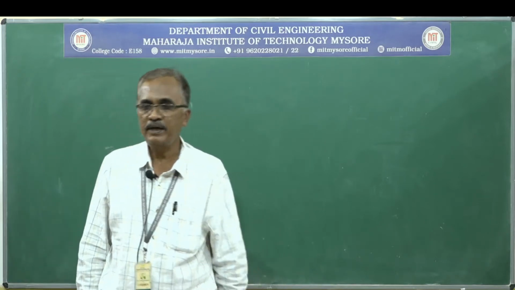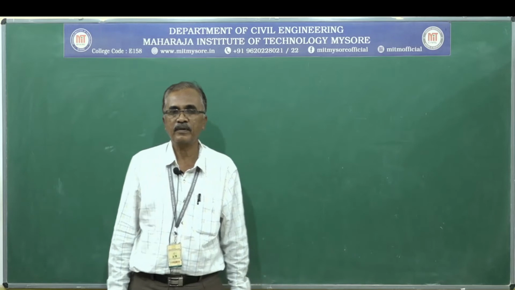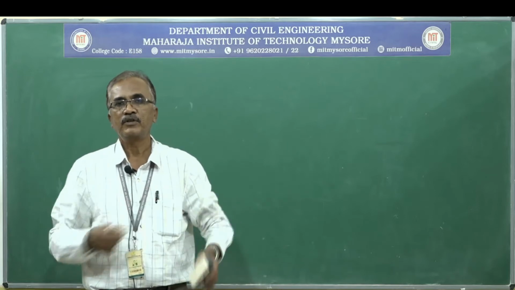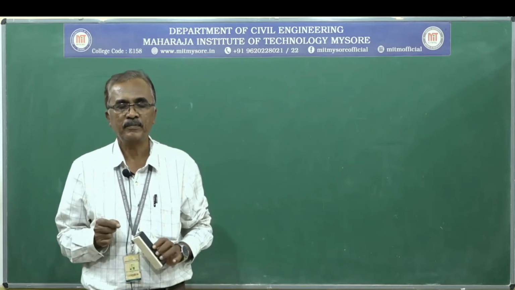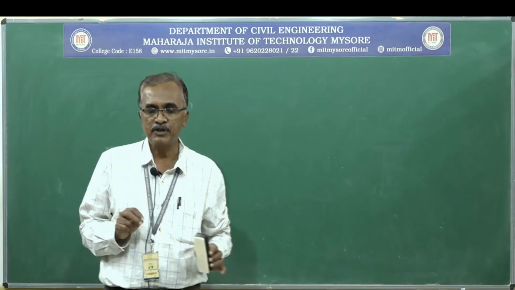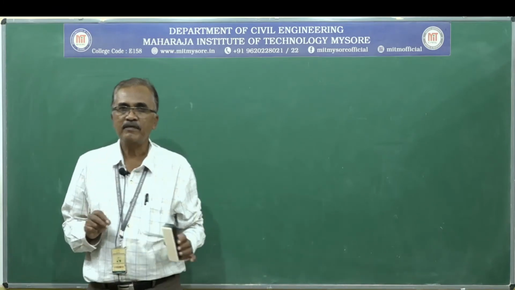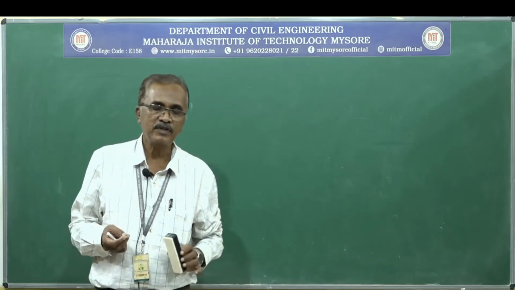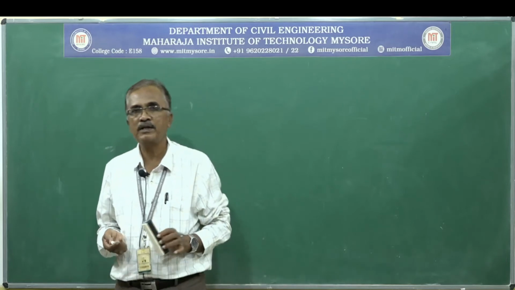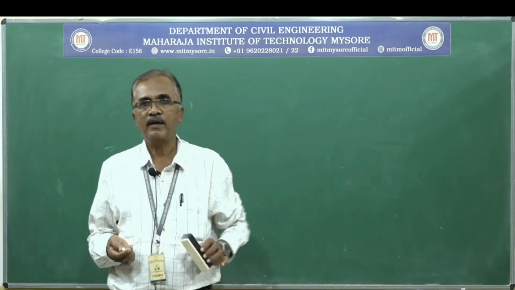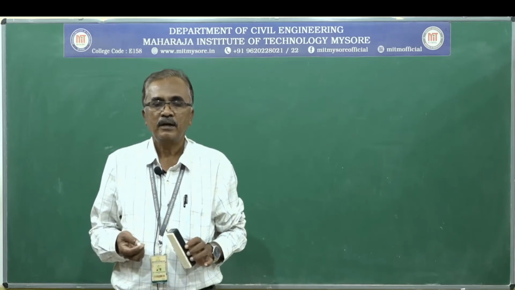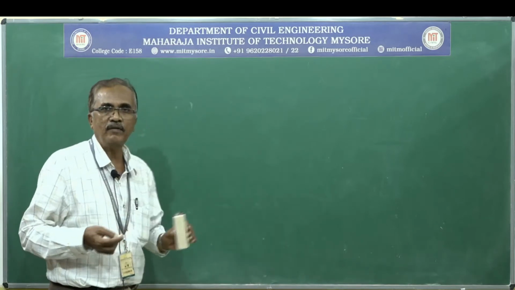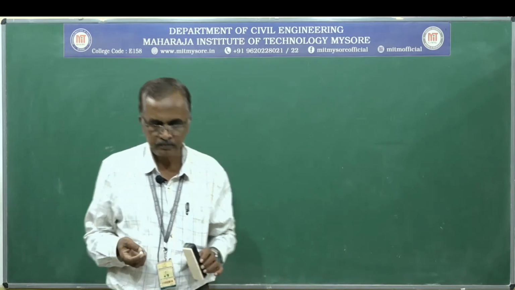Last class we discussed deflection, slope and elastic curve with respect to a simply supported beam, and also we derived the expression for the differential equation for deflected beam, which can also be called Euler-Bernoulli's differential equation for flexure. The differential equation which we derived is EI d square y by dx square is equal to M.